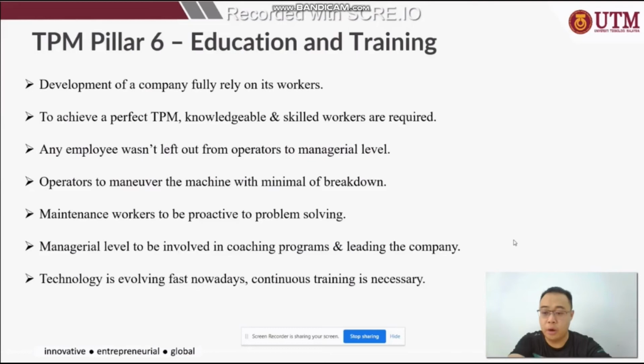For example, a well-trained operator could maneuver the machine nicely with minimal breakdown. A skilled maintenance worker could repair a broken machine and get it running again in the shortest time. Whereas a knowledgeable manager could provide coaching programs to their workers and also lead the company down the correct path. Most importantly, technology nowadays is evolving very fast, especially in this fourth industrial revolution. Hence, continuous training is significant as we have to upgrade ourselves from time to time. So I'll pass the presentation to my colleague.